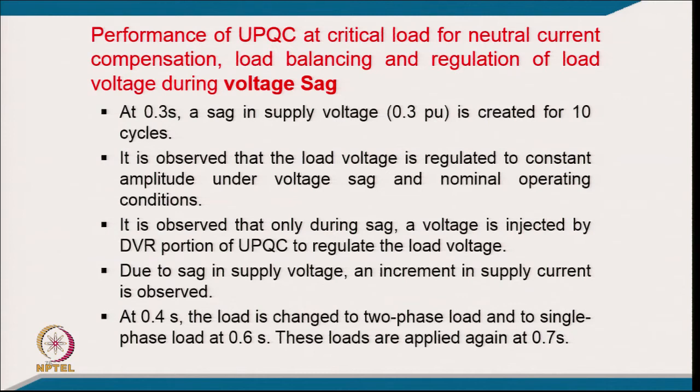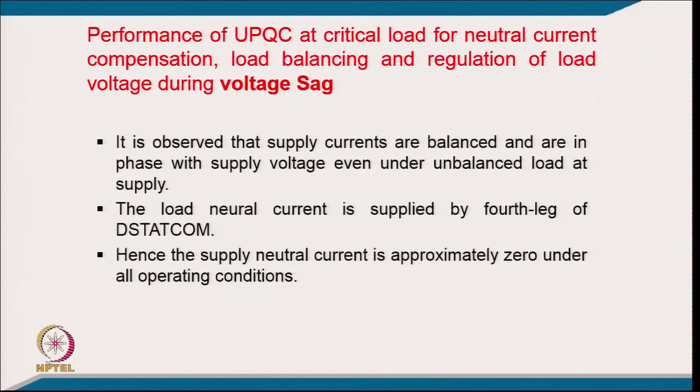We have already discussed what typically happens during a voltage sag. The load voltage is regulated constant, and it is observed that only the sag voltage is injected by the DVR to regulate the load voltage. Due to the sag in supply, an increment in supply current is observed, and the load is changed from two phase to single phase. So, these are applied again back. It is observed that the supply currents are balanced and in phase with the supply voltage even with an unbalanced load, and the load neutral current is supplied by the fourth leg of the D-STATCOM.